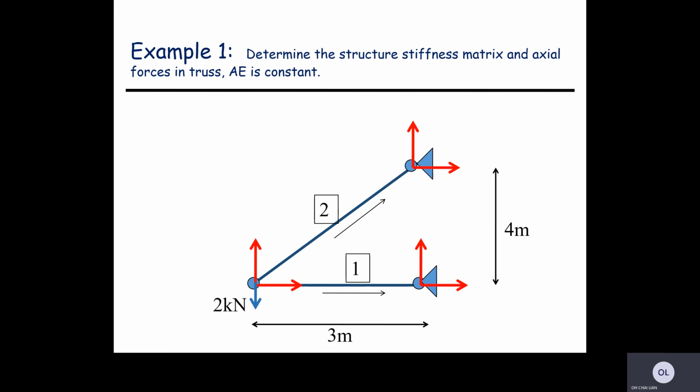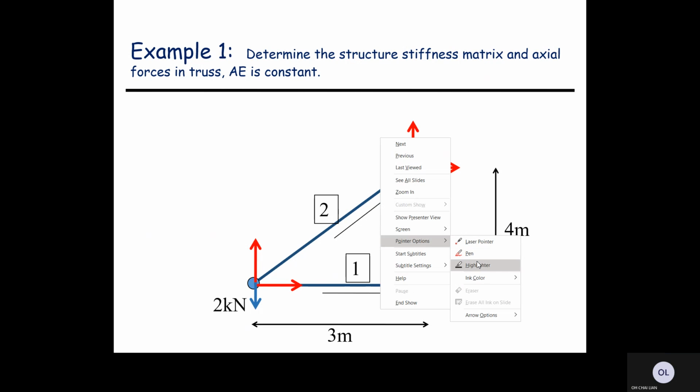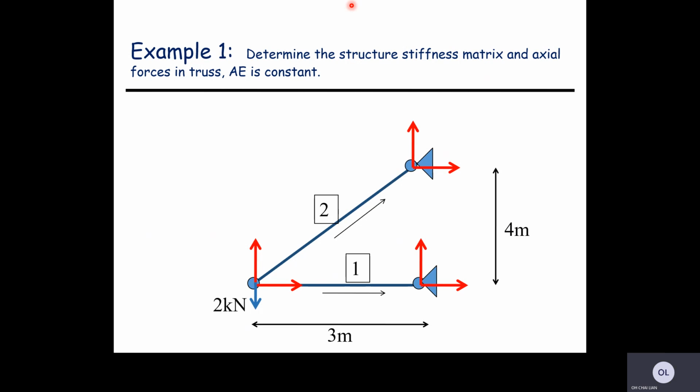Okay, so in this example, we are going to determine the structural stiffness matrix. If you have been asked to determine the structural stiffness matrix, you need to provide the full elements of this matrix. And in this problem, we also need to determine the axial forces in the truss, given the AE is constant. Here we have a truss, which is pin supported at two of the joints.